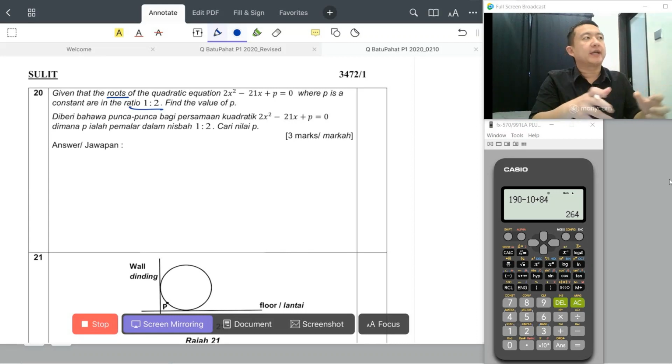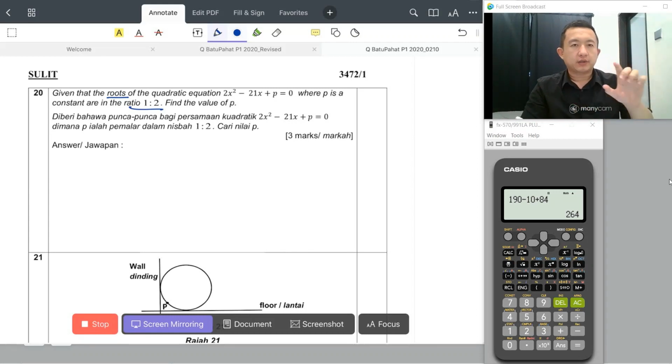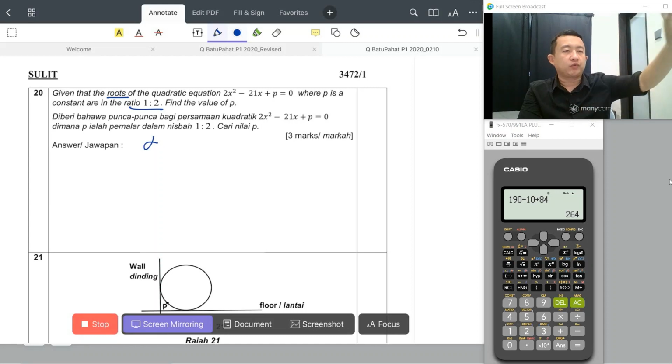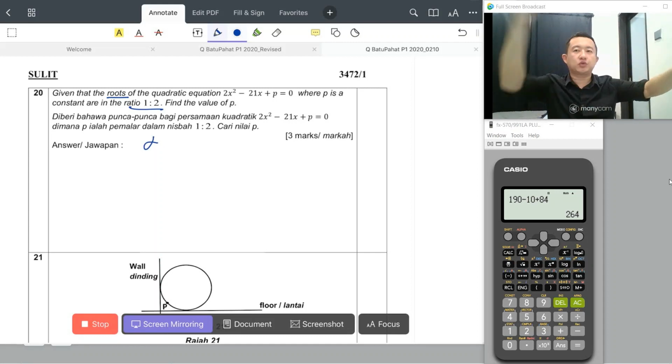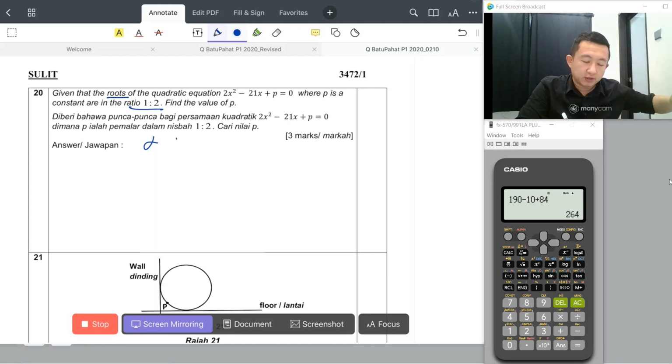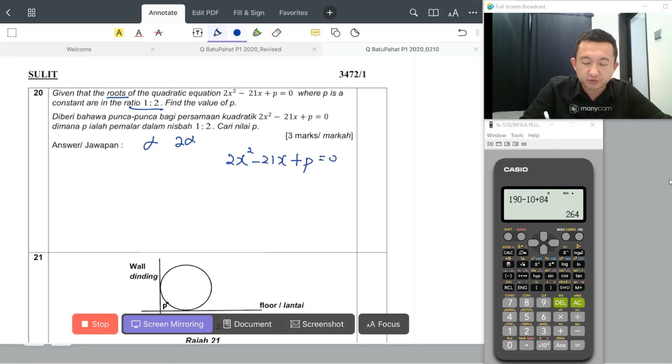When the roots are in the ratio of 1 to 2, meaning let's say I regard one of the roots as alpha. Usually we use alpha and beta, right? So one of the roots is alpha. The other one is 2 times of it, that would be 2 alpha. 1 to 2 ratio, so alpha and 2 alpha. And then you look at the equation 2x squared minus 21x plus p equals 0.